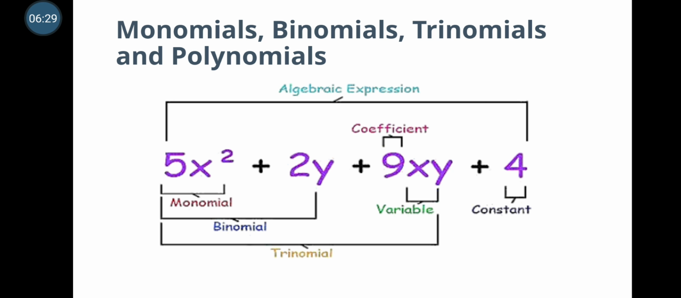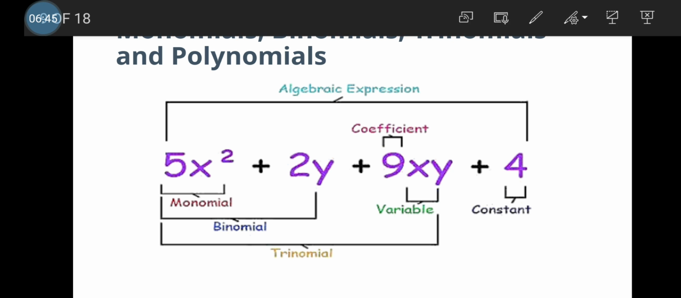Next, monomials, binomials, trinomials and polynomials. Monomial means where you have only one term. Binomial means you will be having two terms. So in the figure you can see, separately this alone if you take, it is called monomial, because you have only one term.